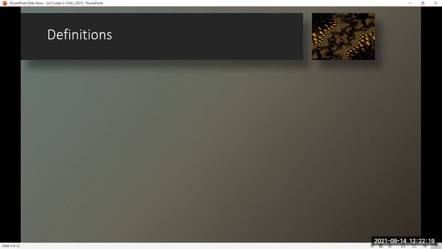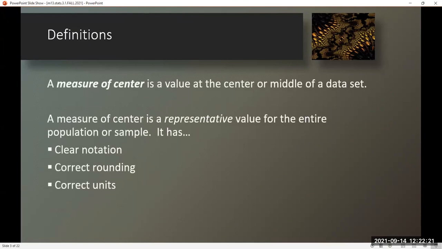Definitions. A measure of center is a value at the center or middle of a data set. A measure of center is a representative value for the entire population or sample. It has clear notation, correct rounding, and correct units.